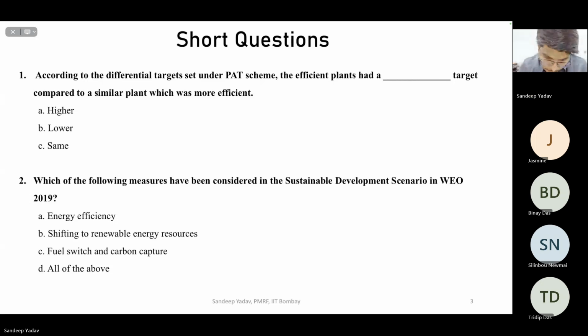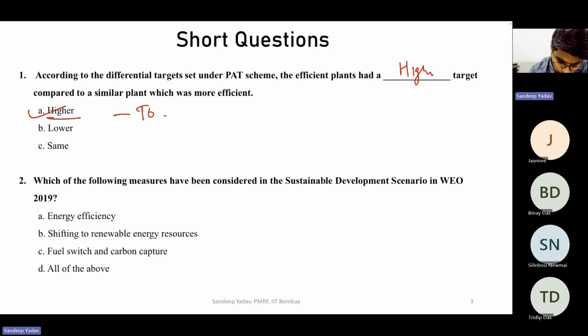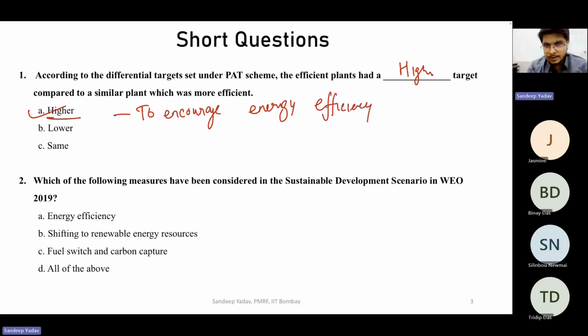So according to it, it should be higher, because higher targets mean that if the targets will be higher, this will encourage energy efficiency. Is it clear?